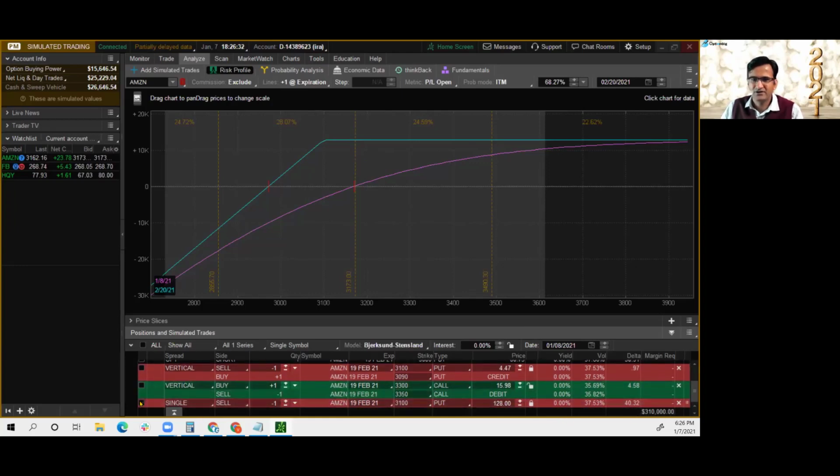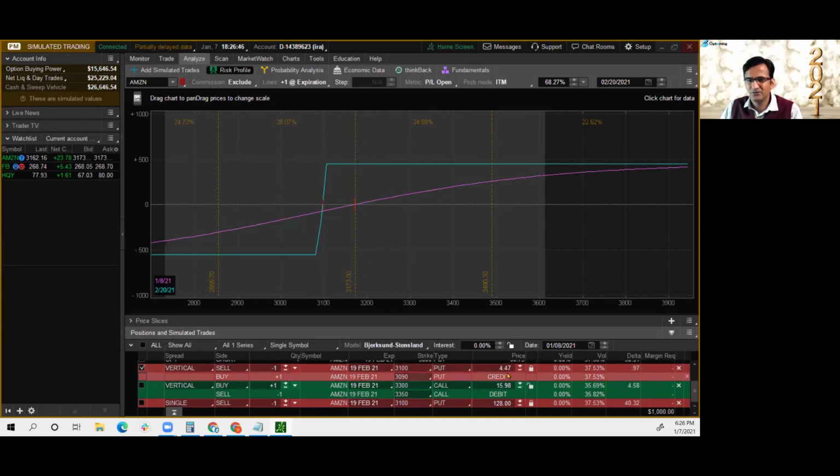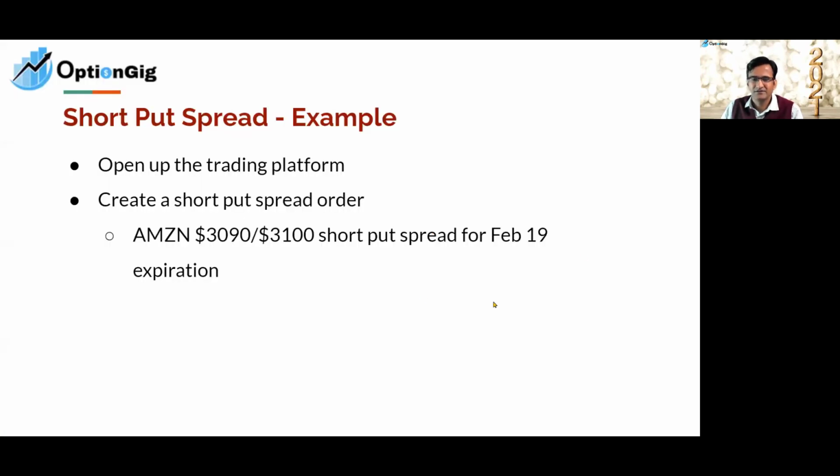So instead of doing this, because I don't have that much money, I'll sell the 3,100, but I'll go ahead and buy a 3,090 put. Of course, the amount of money that I can make now is close to $447. But my risk, or the amount of money which is blocked, is also $1,000. I hope you were able to do this trade and understood the mechanics of how to do it on your trading platform.